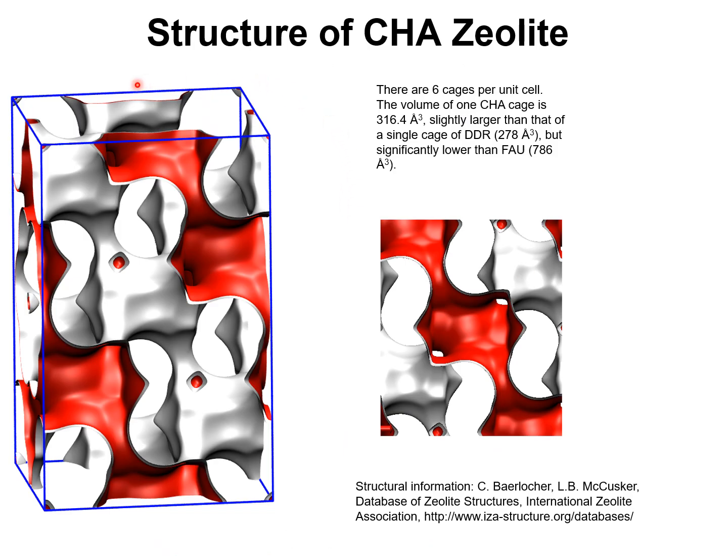Here's the structure of chabazite. One unit cell of chabazite has 6 cages. Each cage is separated from an adjacent cage by narrow 8-ring windows. But the cage volume for chabazite is slightly larger than for DDR zeolite, but significantly smaller than for faujasite.